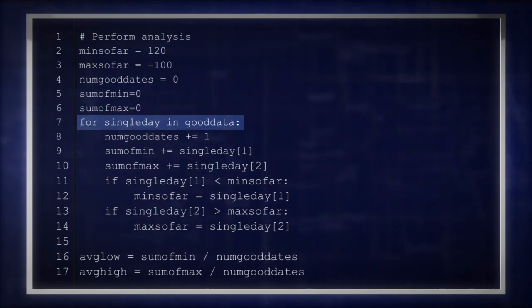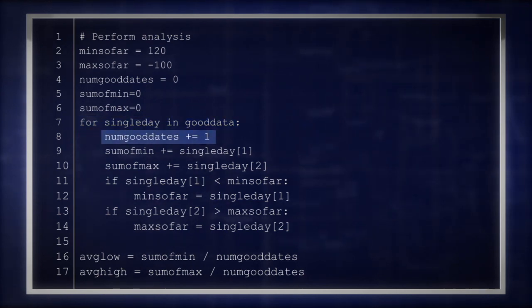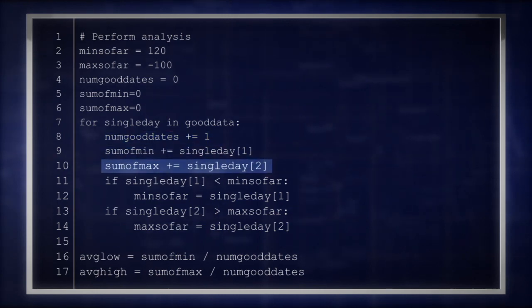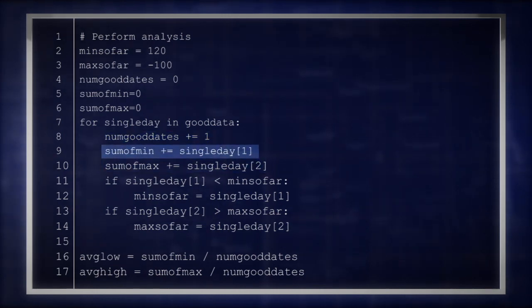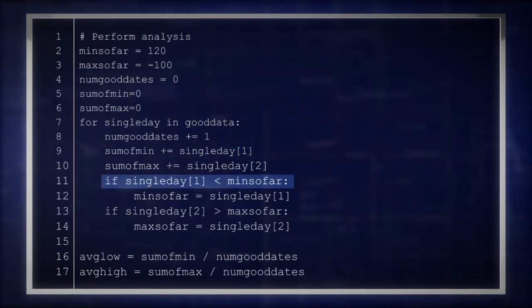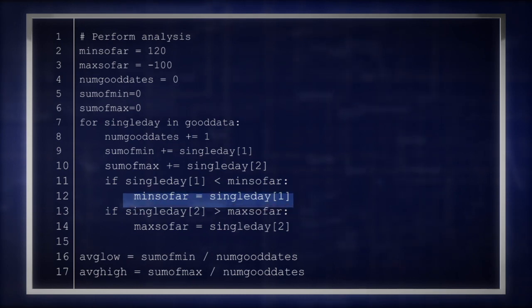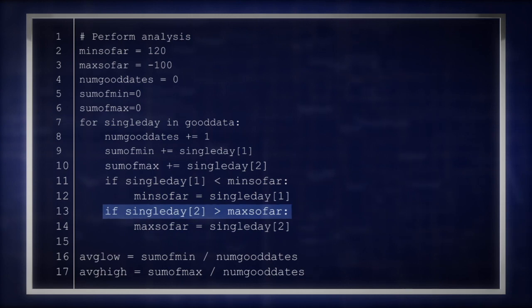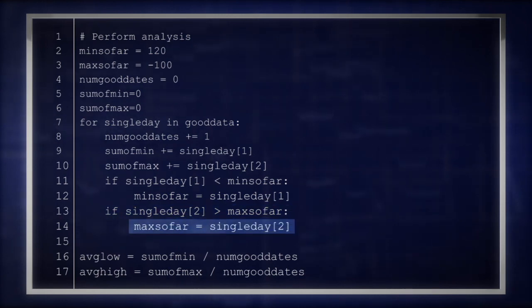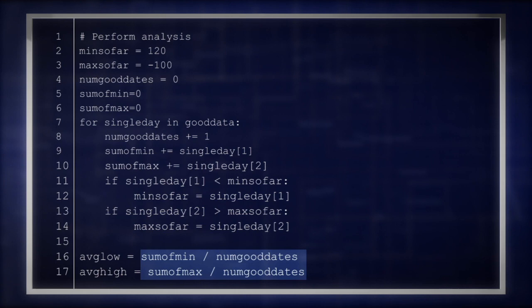Then, we loop through all the data, and we update each of those values along the way. For every date, we increase numGoodDates. We add the max to our sum of max, and our min to sum of min. We then check to see if the min is lower than the min that we've seen so far, and if so, we update that. We also check to see if the max is larger than the max that we've seen so far, and if so, we update that. After the loop, we calculate the average max and min by dividing the sum by the number of dates.